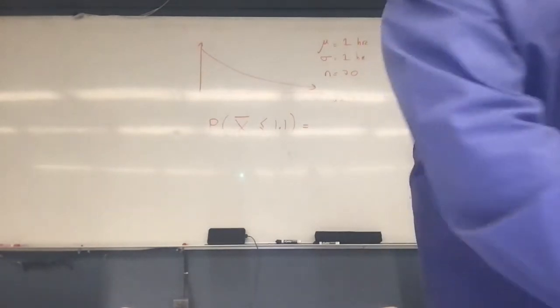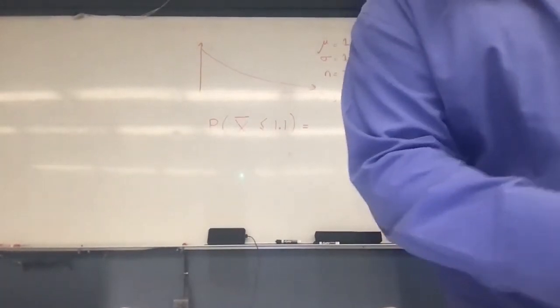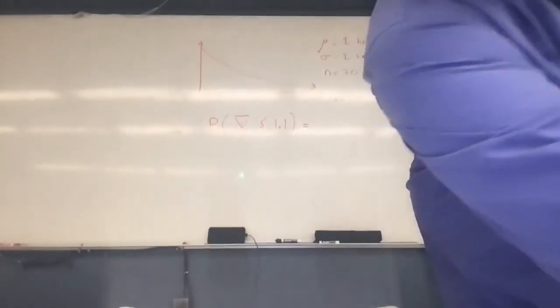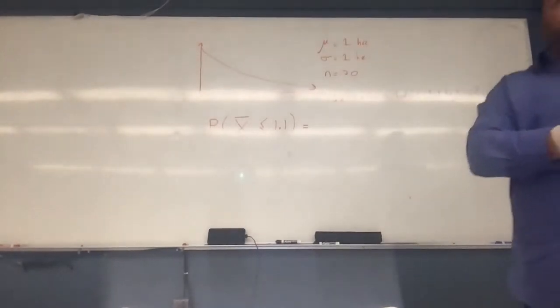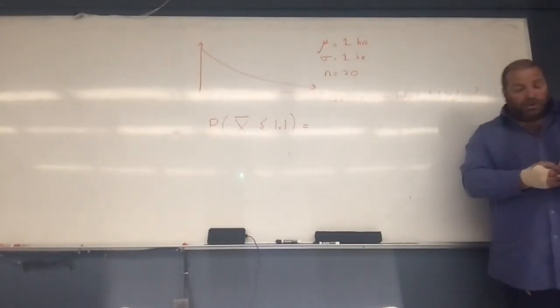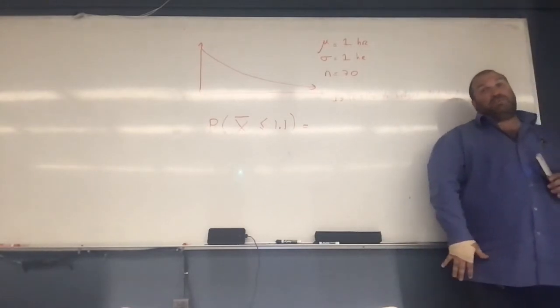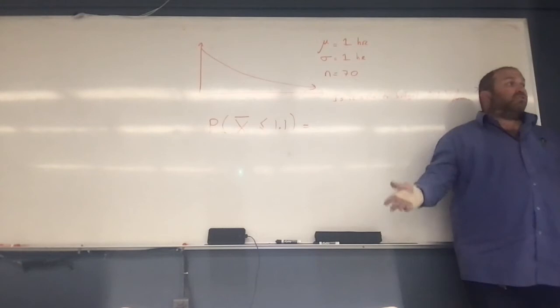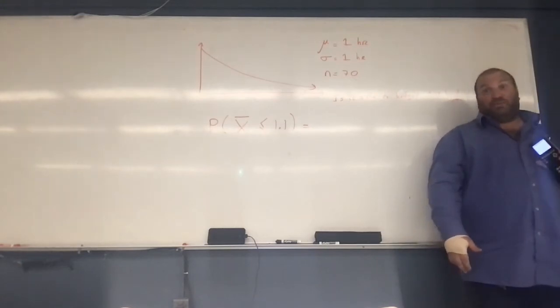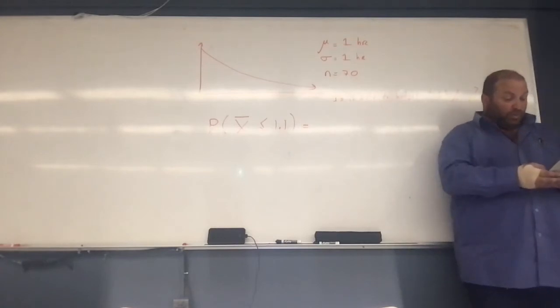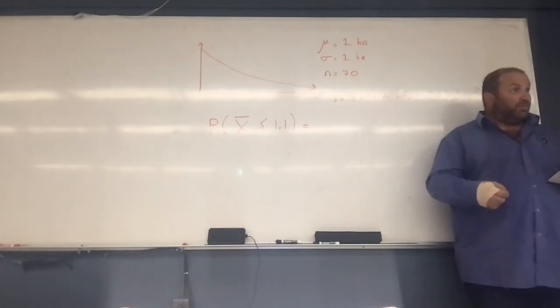And how do I know, by the way, that I can use normal? Isn't this exponential? It's greater than or equal to 30. And because n is greater than or equal to 30, even though the original distribution is exponential, I don't care, because my rule of thumb is that as long as n is greater than or equal to 30, I can treat it like it's normal. So what are we trying to find? The probability that X bar is less than or equal to 1.1. What's the likelihood that my average value from all 70 is less than or equal to 1.1 hours per unit?